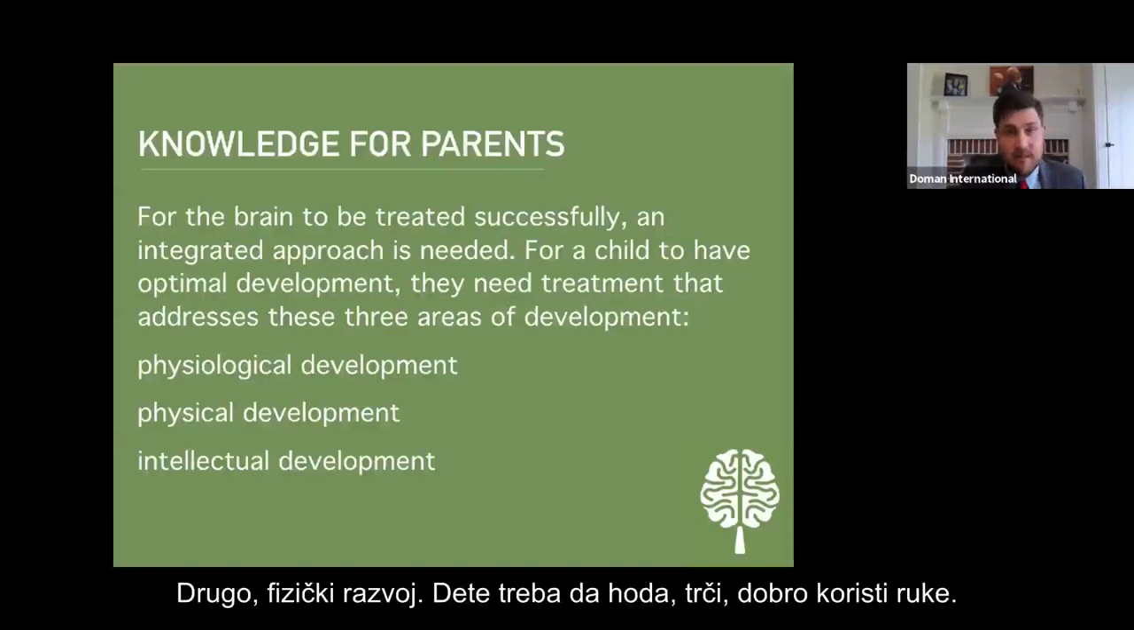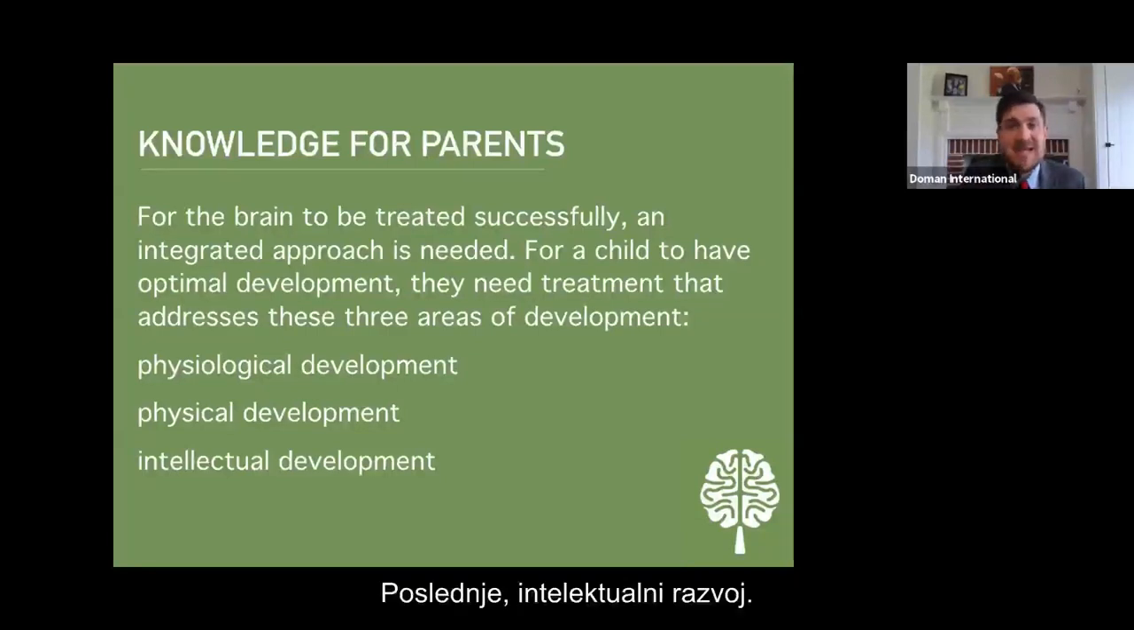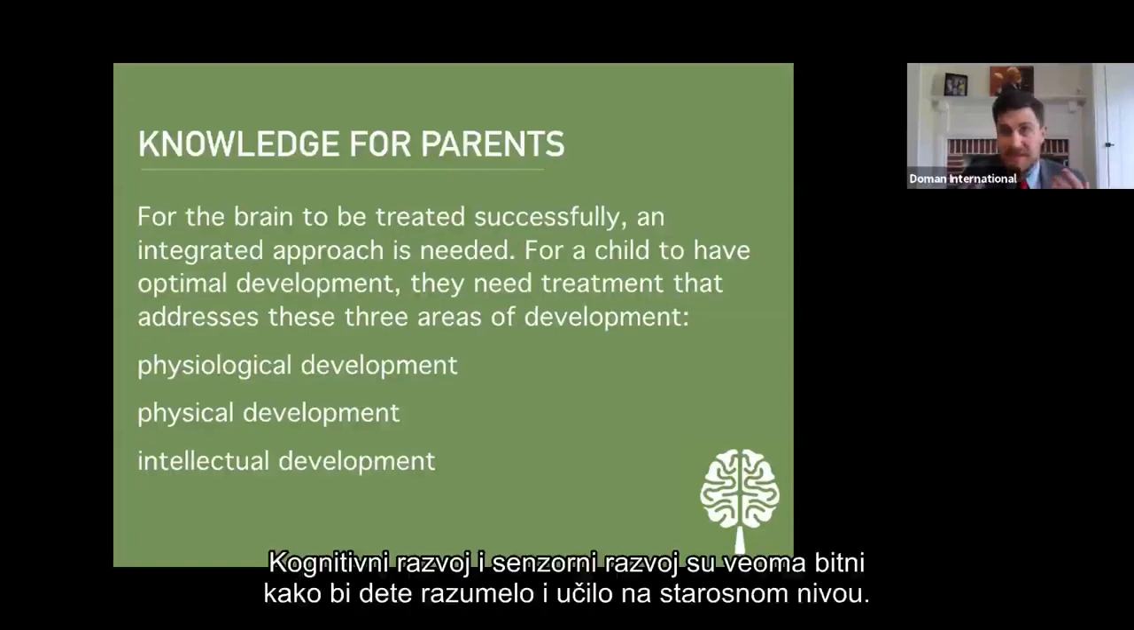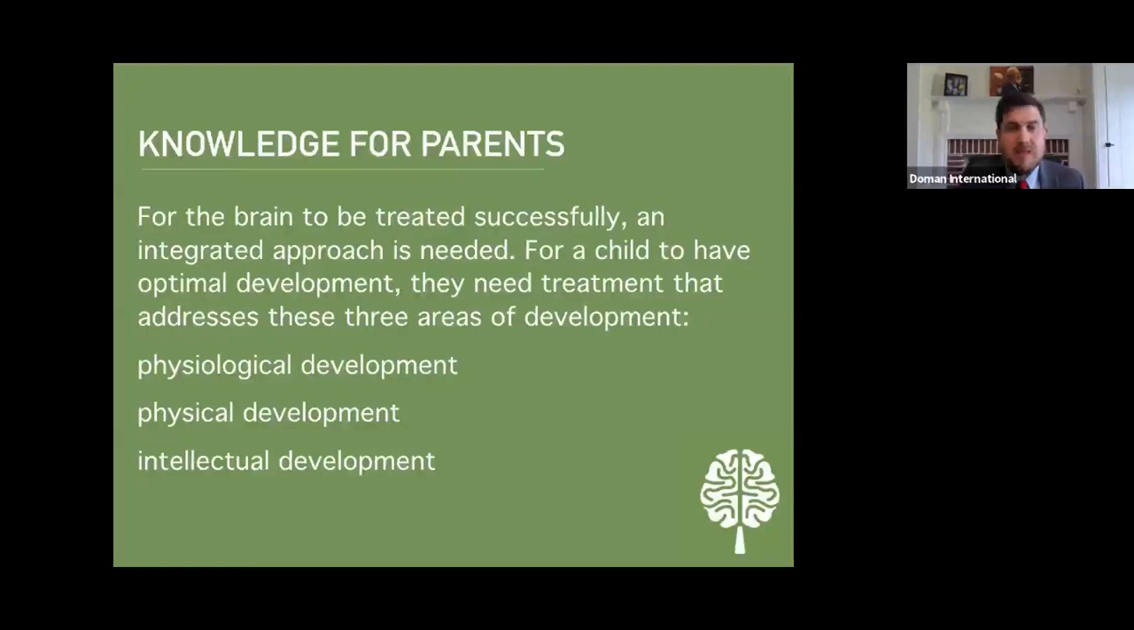Next, physical development. We need to get a child walking, running, using their hands well. And lastly, intellectual development, cognitive development, sensory development. All of those things are very important to get a child understanding and learning at age level. These three areas impact one another.